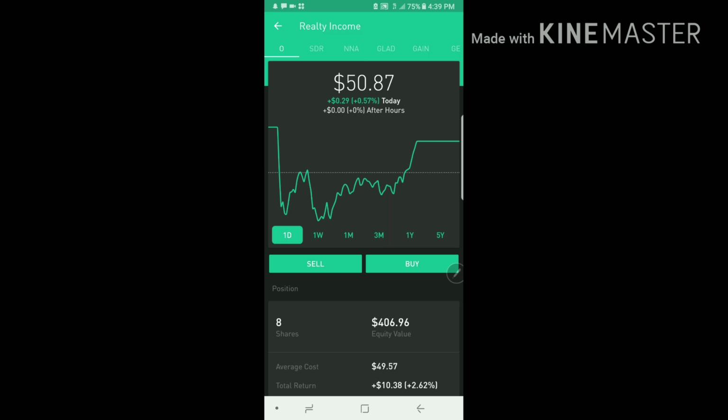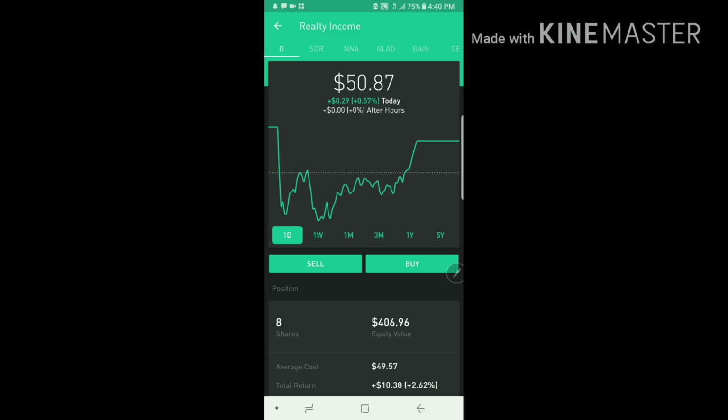Don't get desperate to grow that portfolio quickly. Be patient, learn. If you're a new investor, like I say, take your time and slowly grow your portfolio. Once you get the hang of it, you can add money and increase the shares and make a bigger profit.